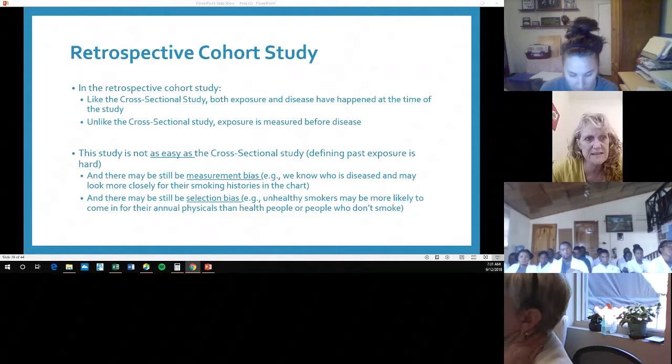Also, this study design is subject to two types of bias, measurement bias and selection bias.